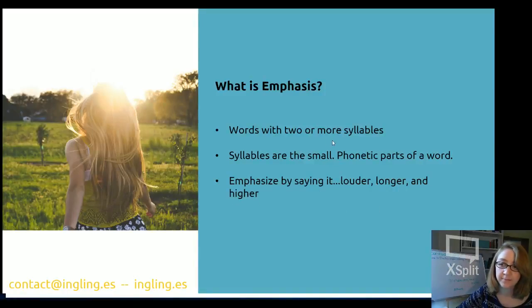So what does that mean? Louder is this. Instead of talking quietly, you talk louder. Longer means instead of saying something like hi, you say hiii. And higher means in pitch. So instead of saying hi, you say hi, hi, hi. So let's take a look at an example in case you're like, what on earth is she talking about?